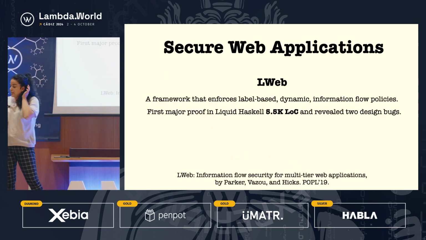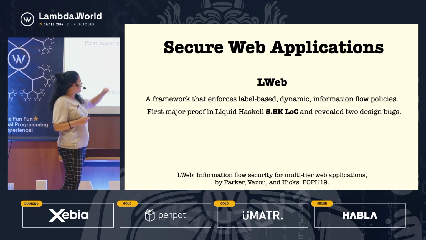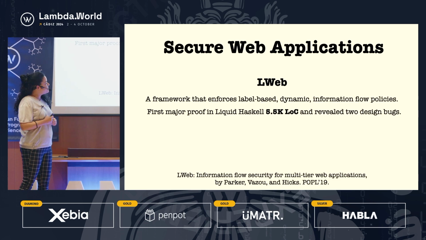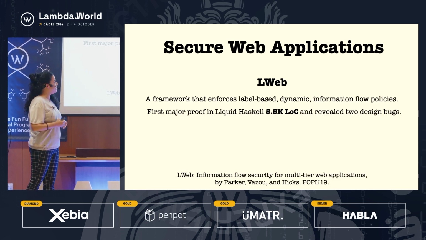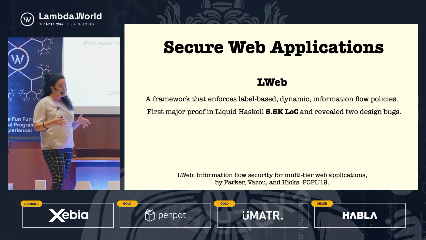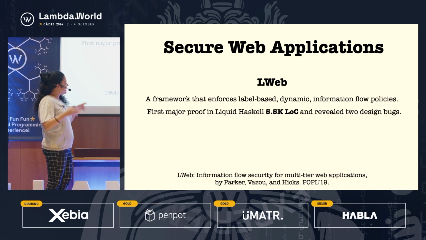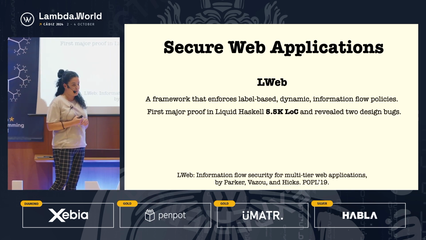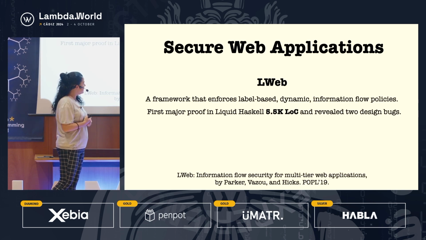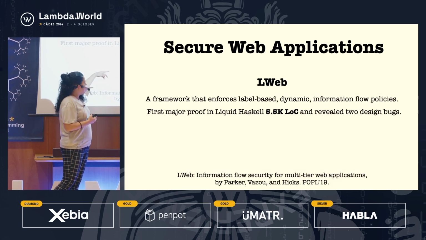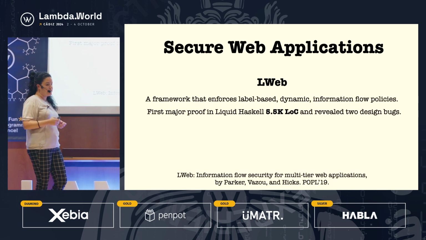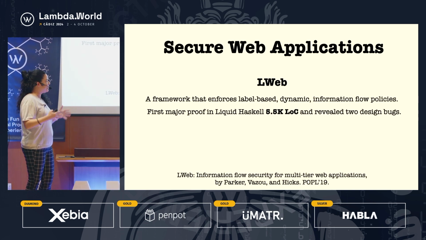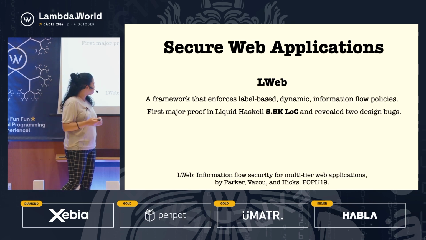Of course, the proof was a little bit bigger. It was 5.5K lines of code. But this was the first example that showed that you can actually use Liquid Haskell, this refinement type checker, to prove real properties, real meta properties. And actually we found 2 bugs in the original implementation, which, whenever you verify something, finding bugs is a good thing.